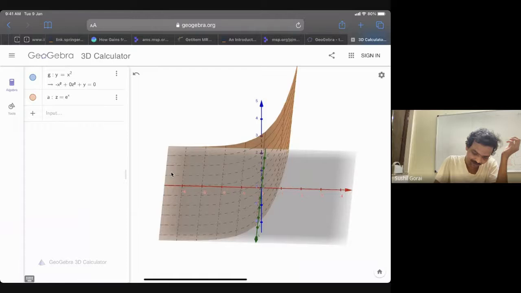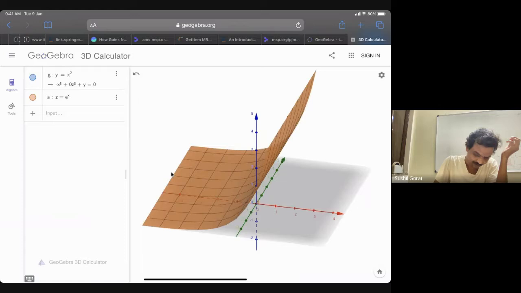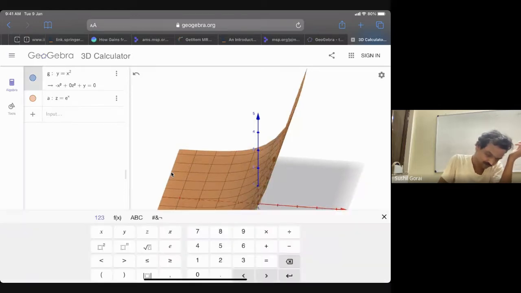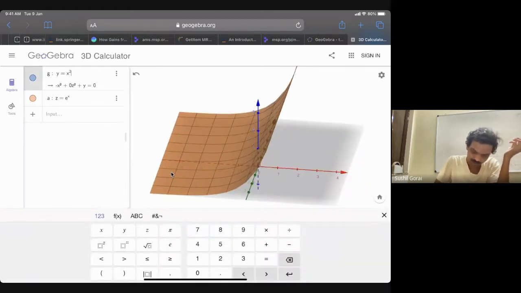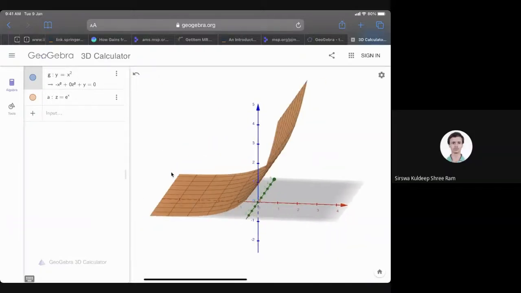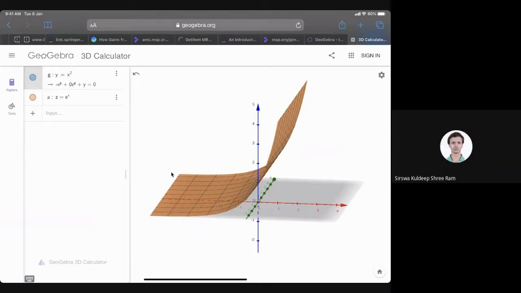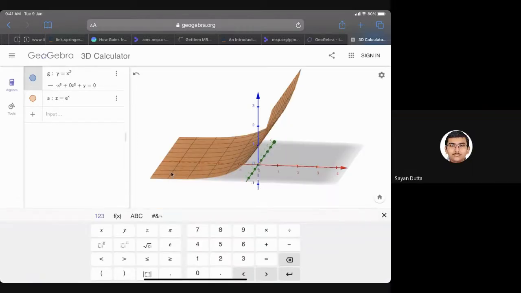Do you see the intersection? It looks like the intersection, right? Sir, I also tried GeoGebra. In my case, it was showing the intersection and both graphs simultaneously. Sometimes GeoGebra has some problems. Can you close this tab, open GeoGebra in another tab, and try again? I think it will work.